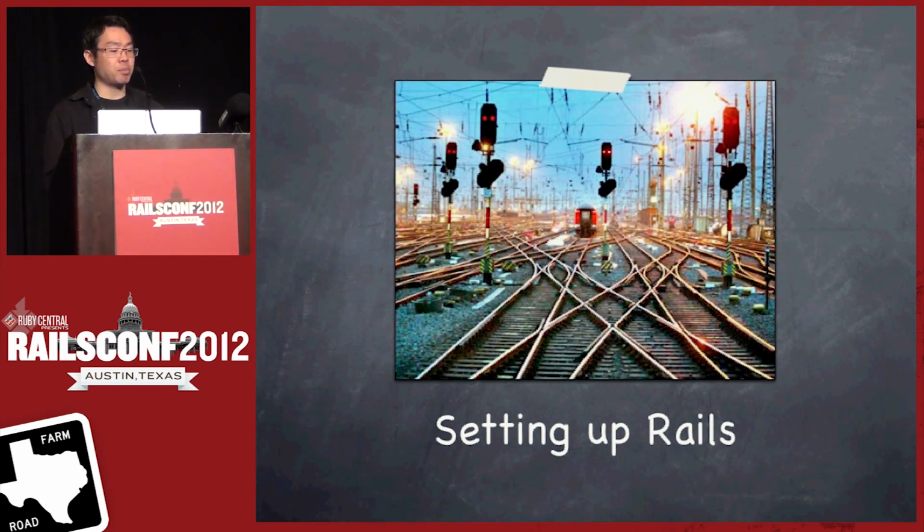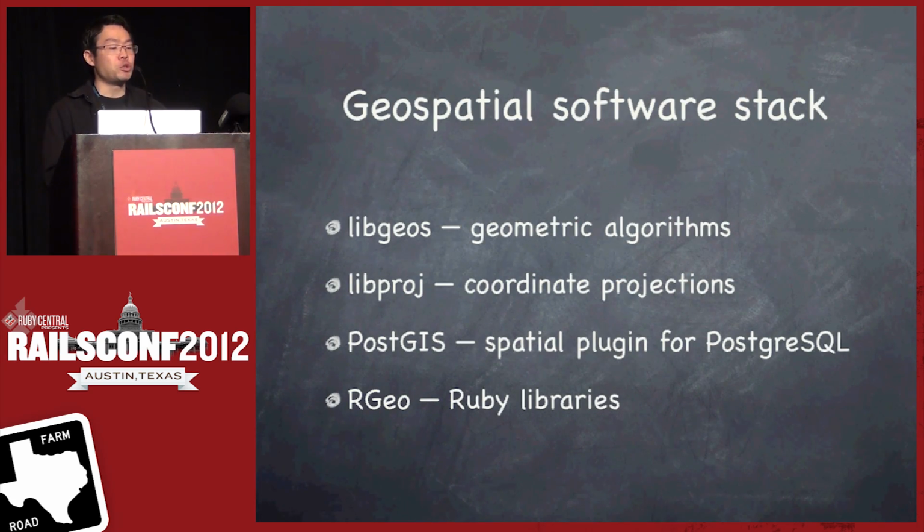So first, we're going to set up a Rails app to use geospatial features. Now, when you do serious work in geodata from Ruby, there are a few pieces of software that you need to install first. libgeos and libproj are a couple of C libraries. They perform most of the low-level math involved with geoanalysis. You can probably get them from your package manager. PostGIS is a spatial database.